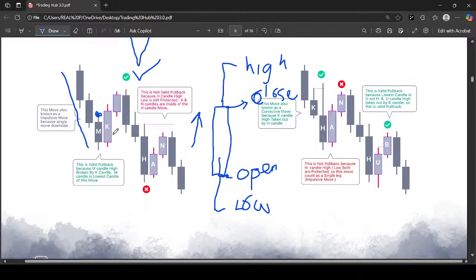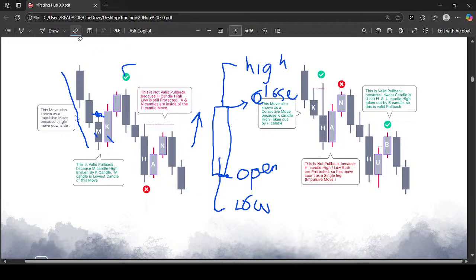When the preceding candlestick, this M candlestick, after M is what? K candlestick. Now we can only say a pullback has occurred when this K candlestick takes out what? The high of M candlestick, right? So when the K candlestick takes out the high of M candlestick, then we say, okay, we have a valid pullback. Otherwise, no, we don't. We don't have any valid pullback anywhere. I will show us more examples.